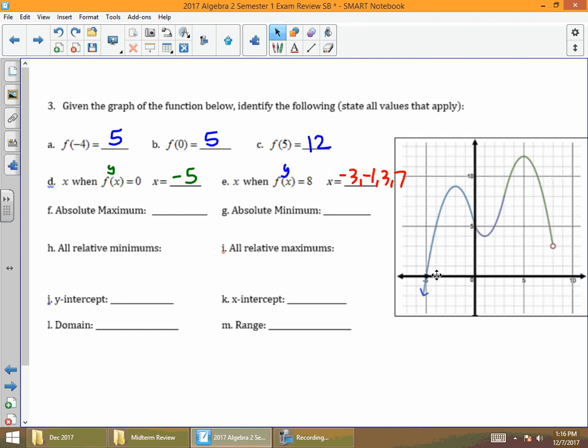If you want to find the absolute maximum, you're just looking for the highest point on your graph. There's nothing that says anything about what the shape of that has to look like. So I'm just looking for the overall max. It's this point up here. So that would be the point 5, 12.